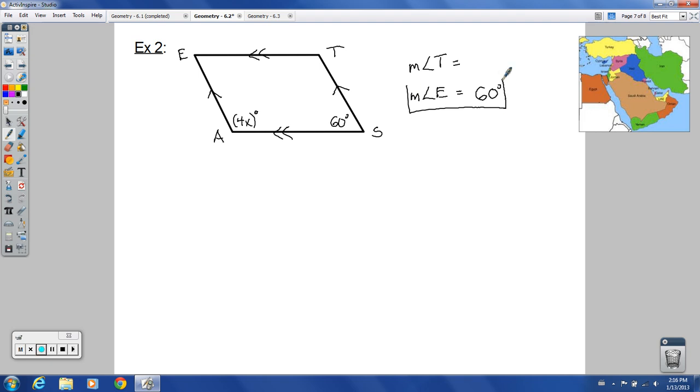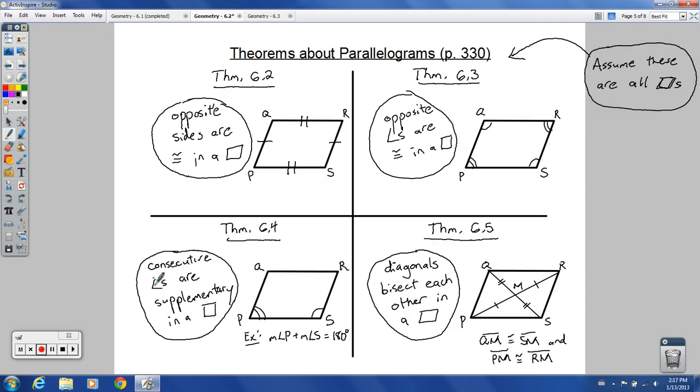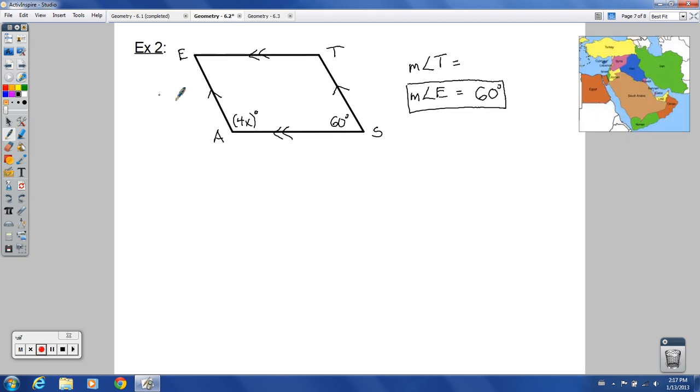And the measure of angle T is also pretty easy to do based on a different one of those theorems. That one was that consecutive angles are supplementary. And so if this one is 60, that means that one has to be 120. Any consecutive angles have to add to 180 degrees. So this is 120 degrees right there. So that one was theorem 6.4. Write that off to the side here. That would be our justification. This one was theorem 6.3.